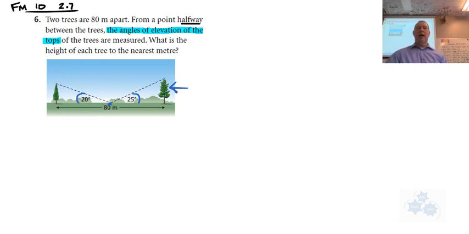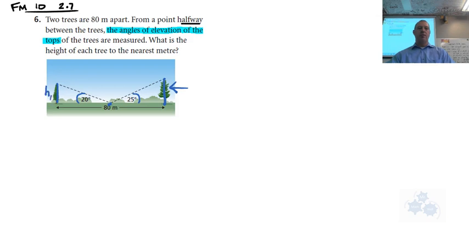Why? Because we have to look further up to see the top of the tree. You see that? The angle is 25 degrees to look up to the top of the tree, and on the other tree it's only 20. So hopefully you're seeing that this height right here is going to be smaller than this height. All right? Okay, so let's go to work. We have to solve for this height right here.